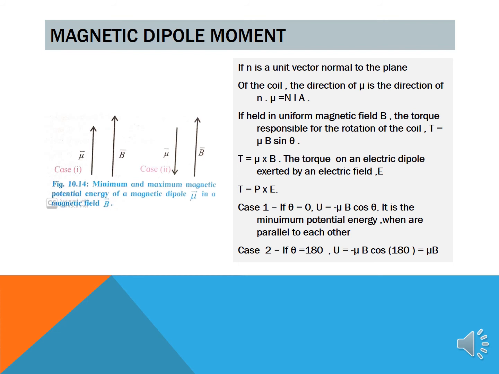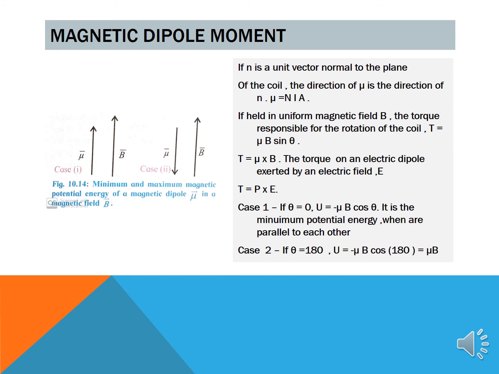If this is held in a uniform magnetic field B, the torque responsible for the rotation of the coil, that is tau, is equal to mu B sine theta. Similarly, the torque acting on an electric dipole exerted by an electric field E is given as tau is equal to P multiplied by E sine theta, where P represents the electric dipole moment.